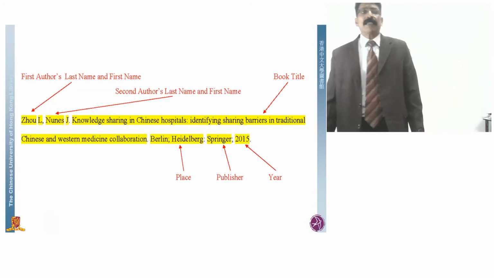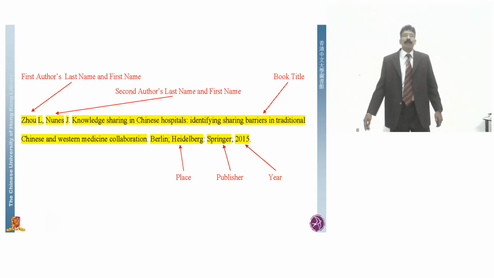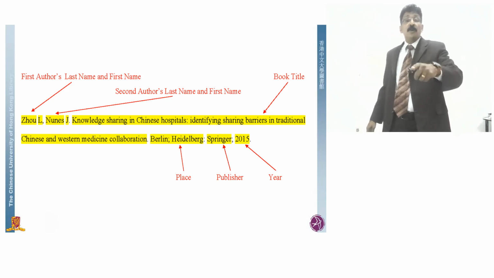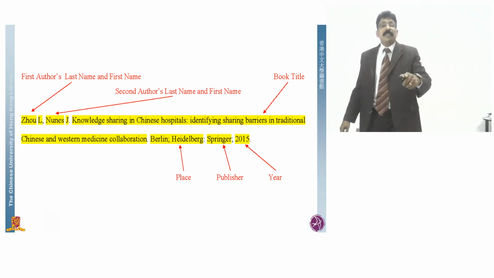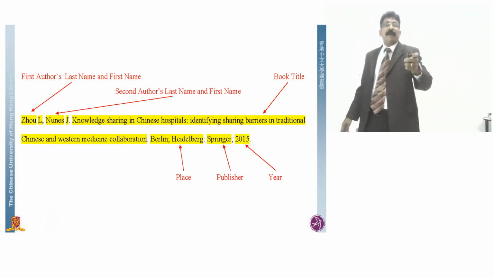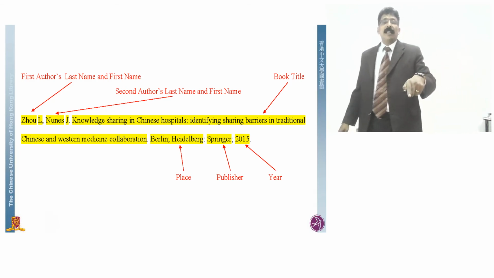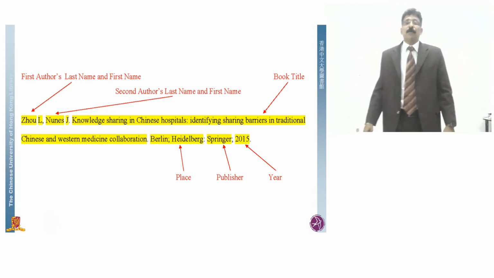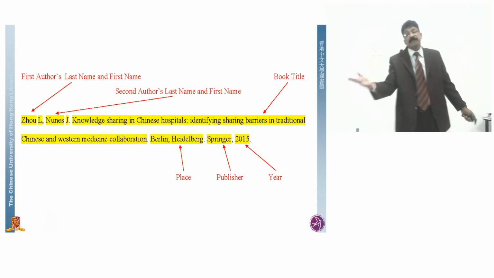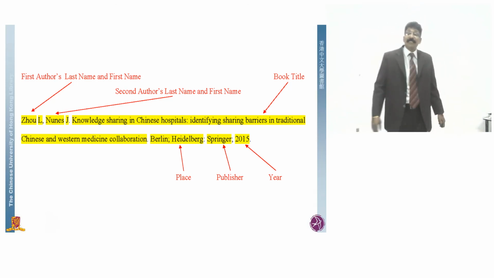And this is one example picture just to show you. You can see the first author name, then the second author name, first name and the second name as initials, and the second author's name. Next is the book title, the place where it is published, the publisher's name and year. It is very simple, just to show you how they write the bibliography in the page and the reference.